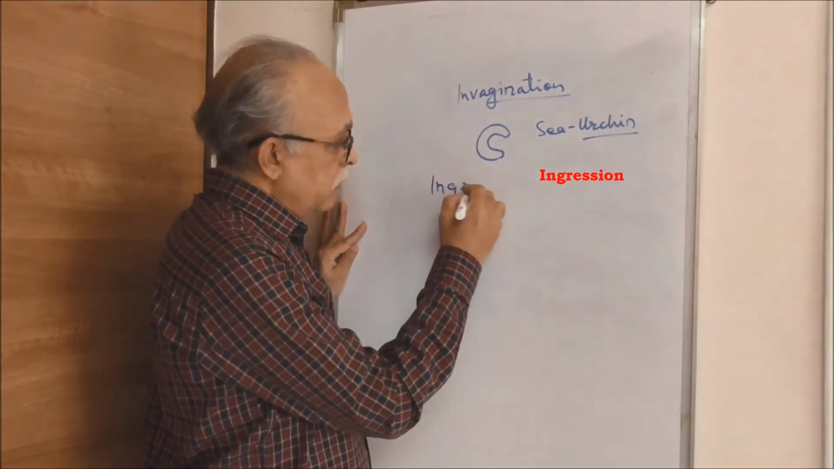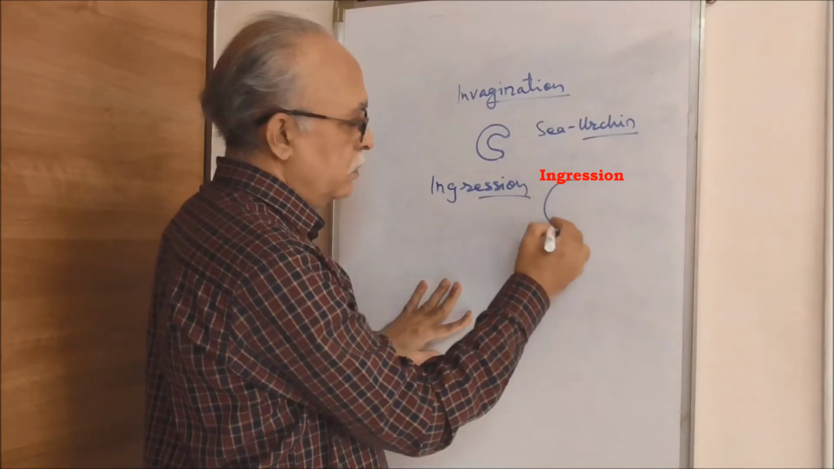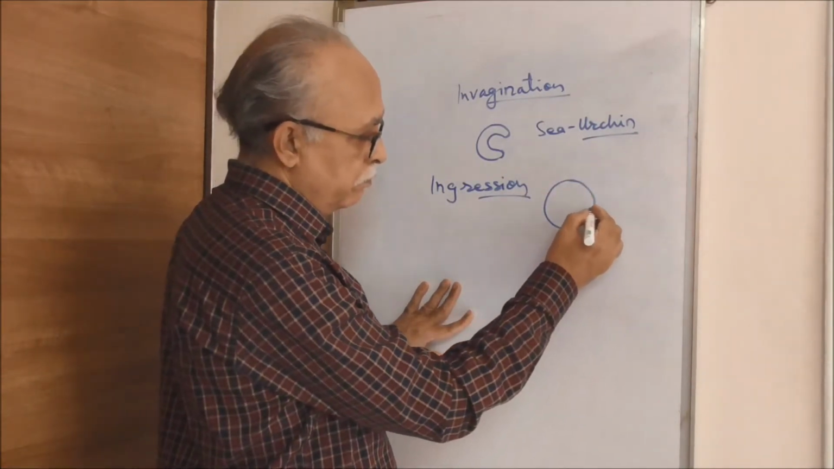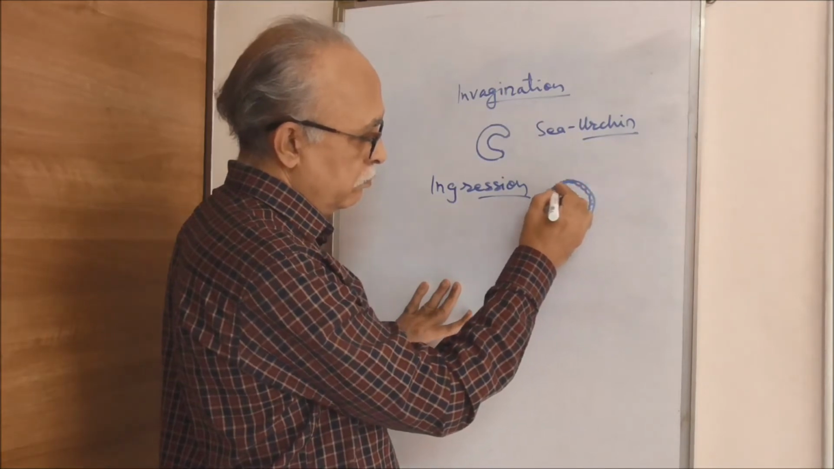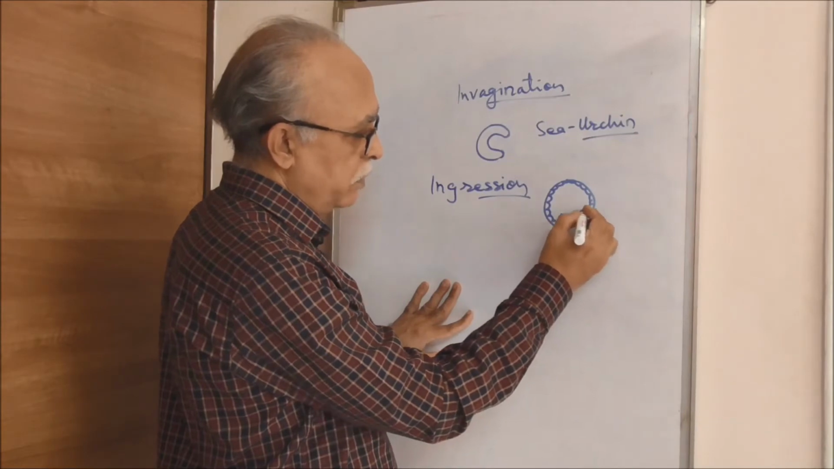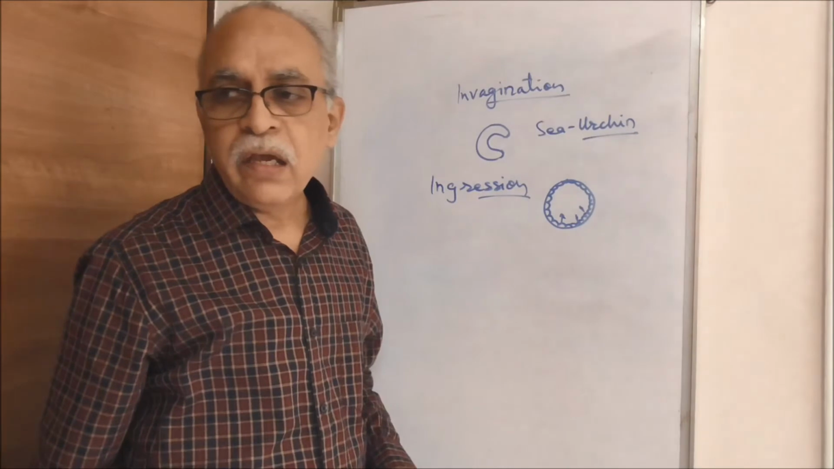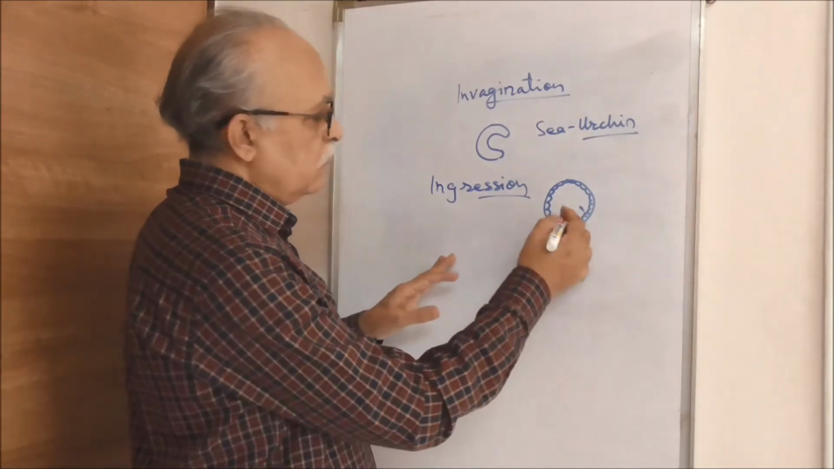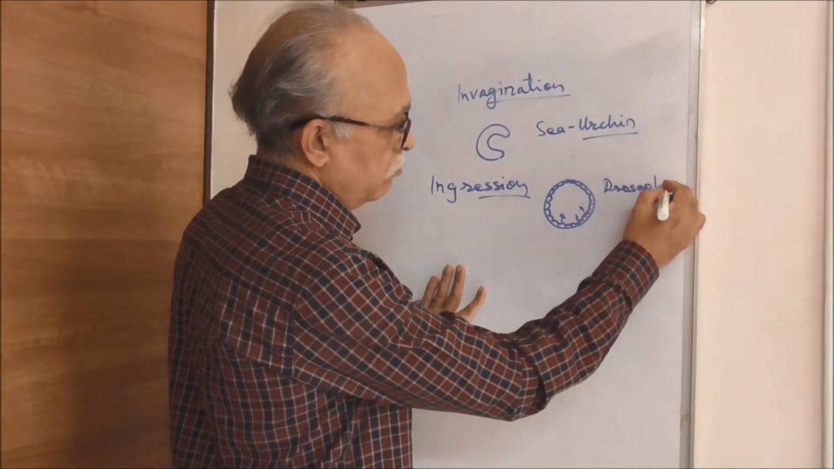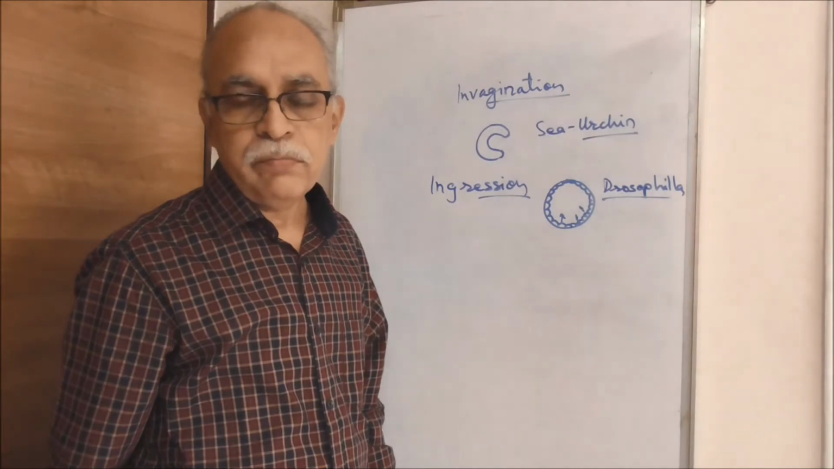There's something called ingression. This is a layer of cells. The cells may get released from here and would give rise to one more layer inside. That's called ingression. This is found in the fruit fly Drosophila.